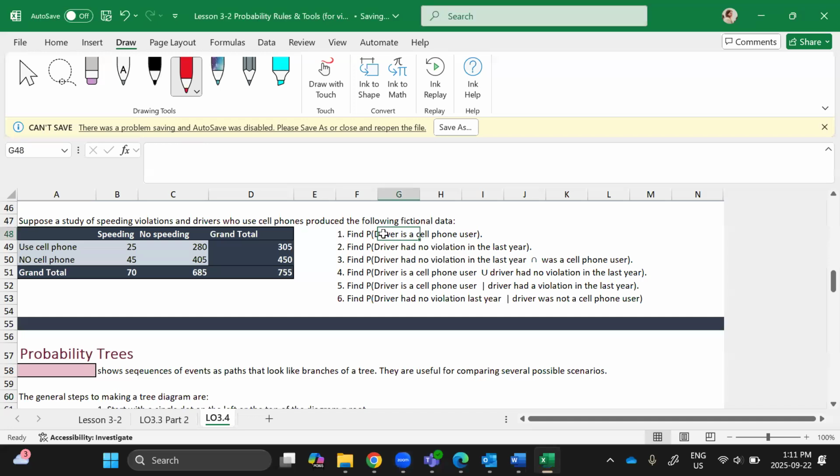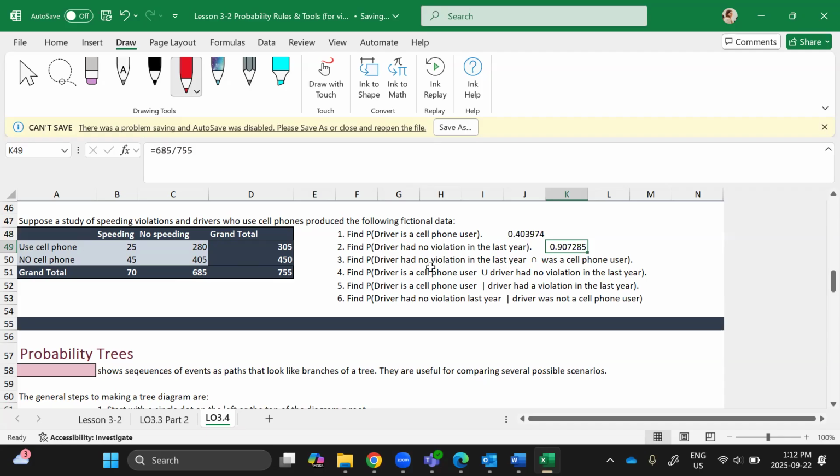For this one, I'm just going to write down the answers to speed it up a little bit so you can see how I would get the numbers. First, for the probability a driver is a cell phone user, I would just take the use a cell phone grand total, 305, and divide by the 755 total people. For the probability a driver had no violation, I'd look for no speeders. That's 685 out of 755. And these, again, are called marginal probabilities. They're taking the value from the margin and dividing it by the grand total.